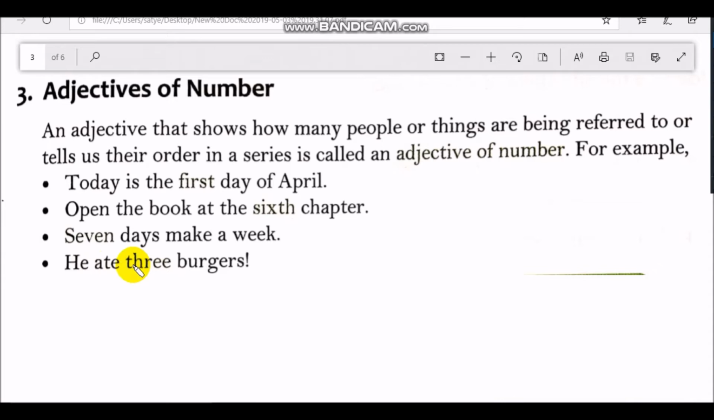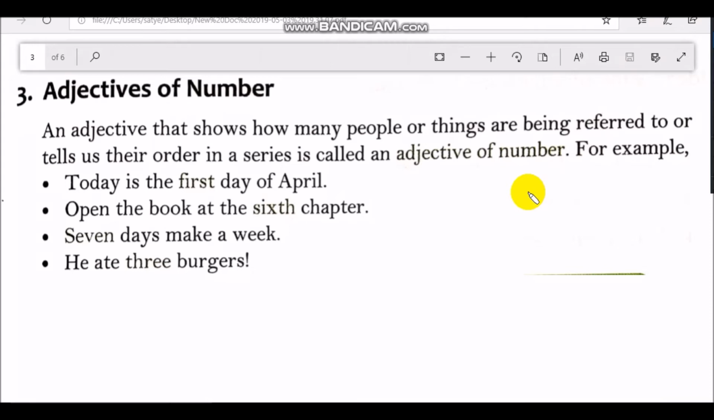There are two types of number you can identify. First is cardinal and second is ordinal. Now what are cardinals? Cardinals are numbers like 1, 2, 3, 4, 5 and so on. So these are all cardinals. But if I am talking about ordinals, they are first, second, third, fourth.